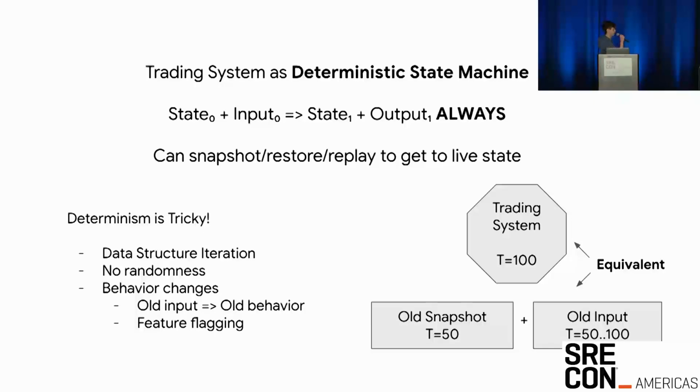But the big thing is behavior changes, right? You want to make changes to your code. You want to fix bugs, add features. But you need to maintain the invariant that old input results in old behavior. And what that means is that you need to gate your behavior changes on what we call feature flags. These feature flags come in as an admin request through the front door of the trading system. And these feature flag states get snapshotted into our trading system state.